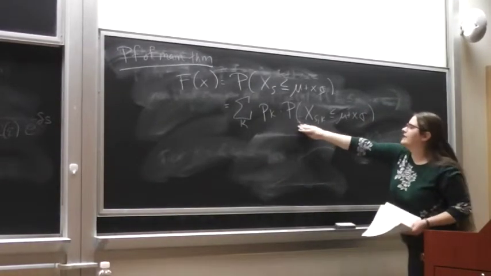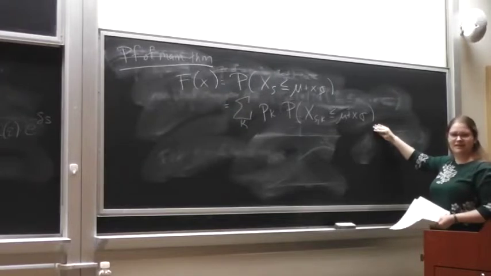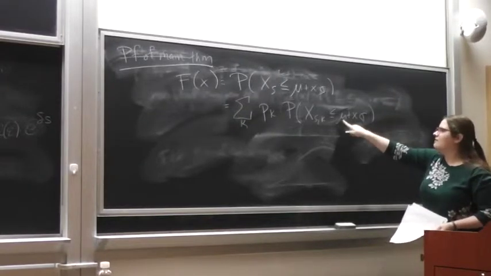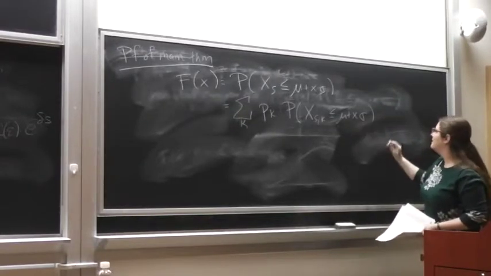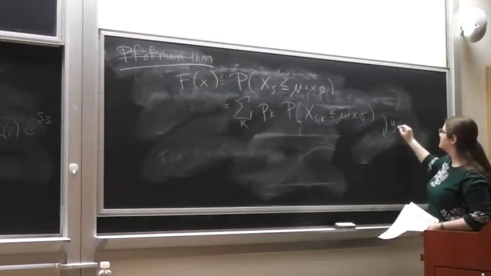And now I would like to replace this with a capital phi thing. But that should have mu k and sigma k here. We're going to have to do a little replacement.